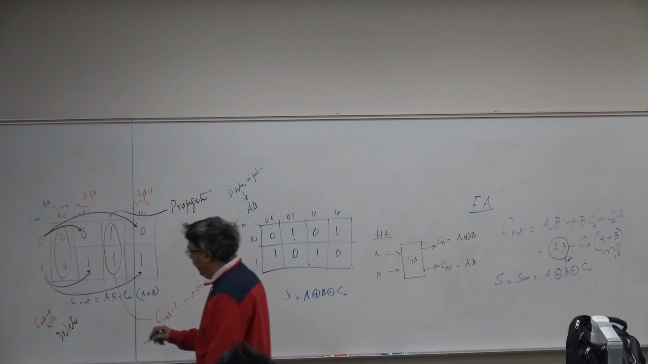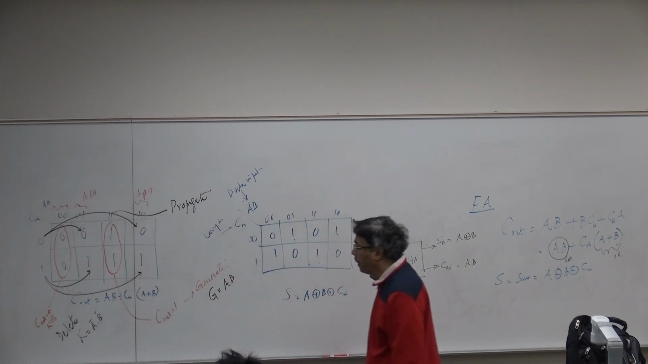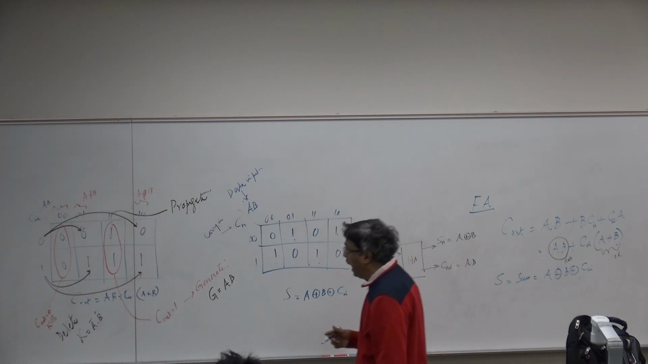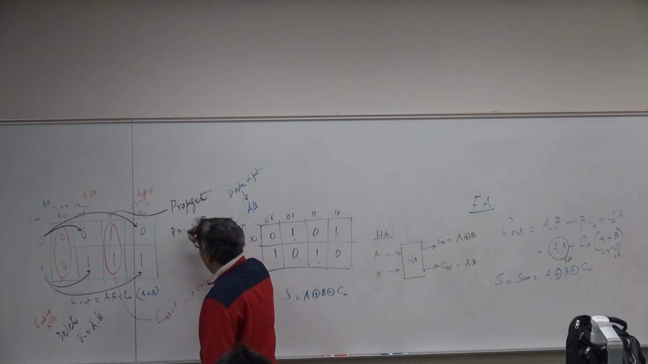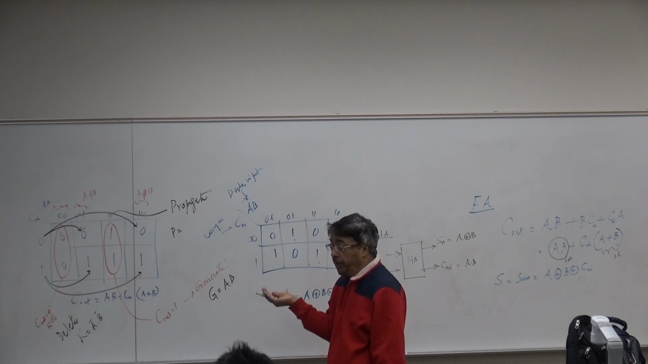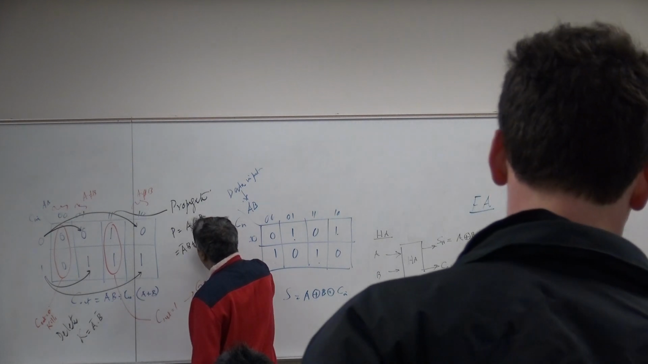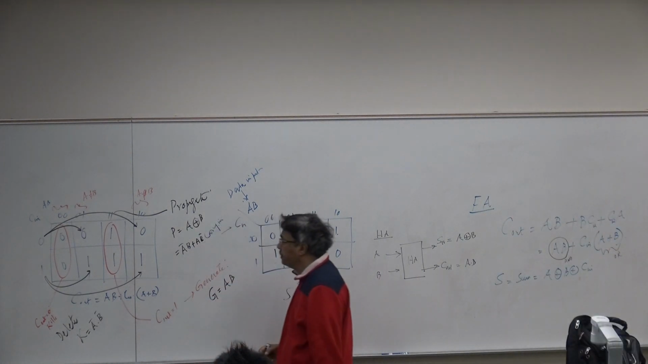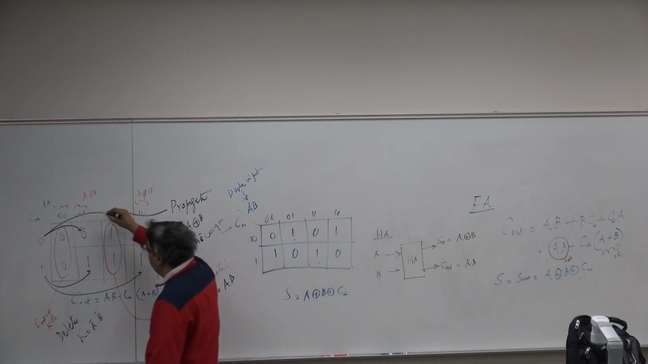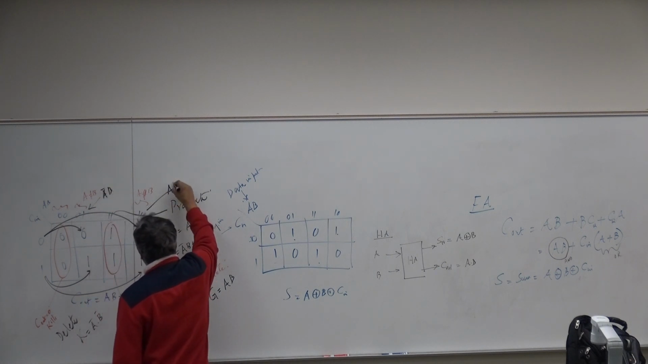Carry out is killed, K, when it is A bar into B bar. Now, carry is propagated, P, when A is not equal to B. That means either A or B is 1, which is A exclusive or B. That is A bar, B, or A, B bar. So that is corresponding to this. This is A bar, B, and this one is A, B bar.